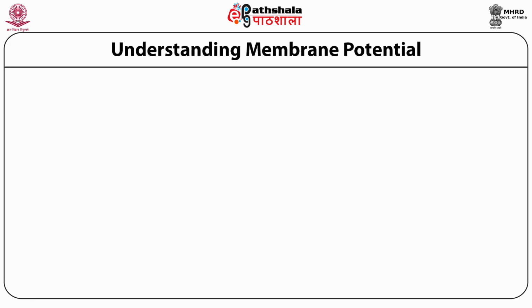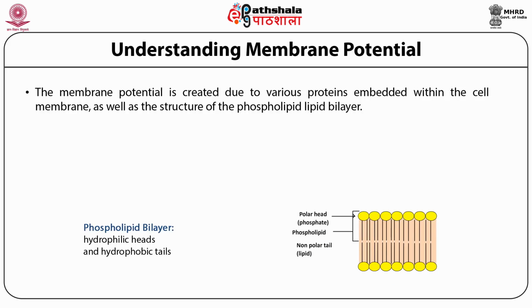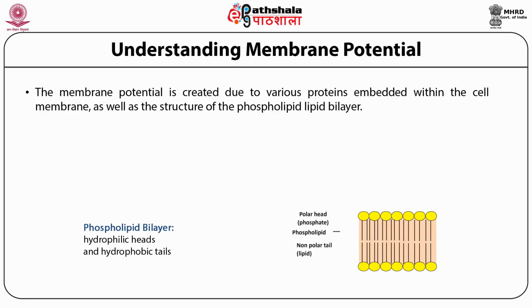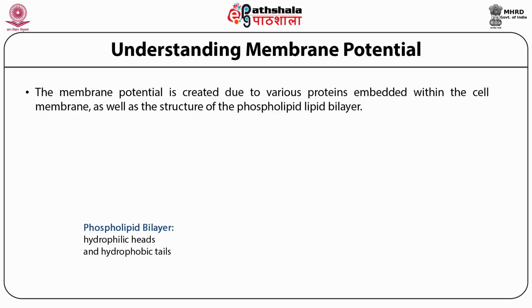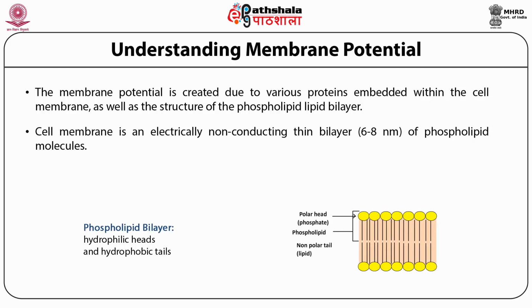Understanding membrane potential. The membrane potential is created due to various proteins embedded within the cell membrane as well as the structure of the phospholipid bilayer. As I told you before, the membrane proteins are of two types: peripheral membrane proteins and integral membrane proteins. Integral membrane proteins are ion channels which conduct the transport of ion from one side of the membrane to the other side of the membrane. The cell membrane is an electrically non-conducting thin bilayer of about 6 to 8 nanometer. It is made up of phospholipid molecules, as I told you before.